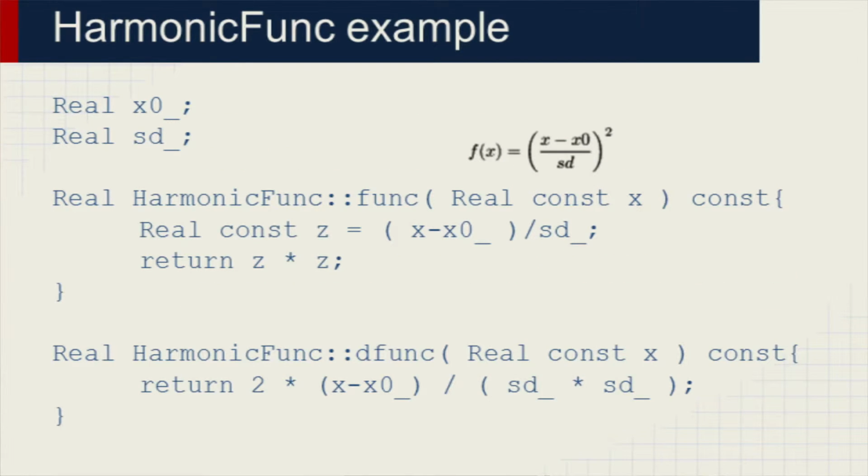And here's an example for the harmonic function with this functional form. In the actual evaluation, we calculate just the straight value. Then for the dfunc, we actually compute the derivative of this based on x, and then that is the value that we're returning.